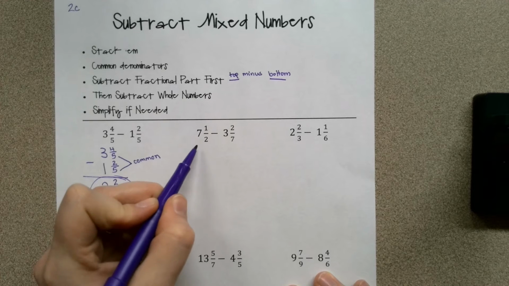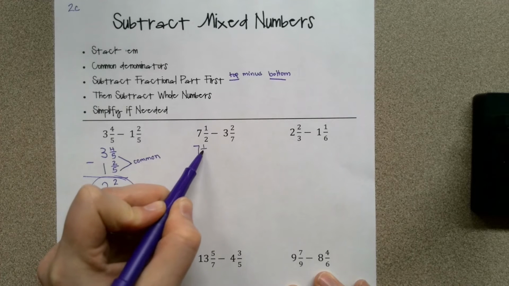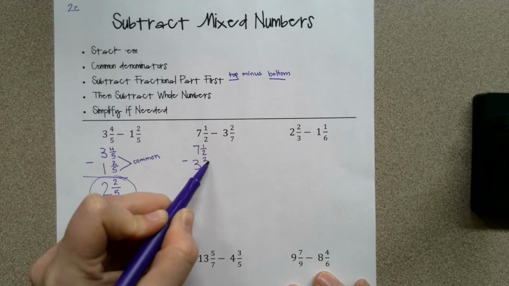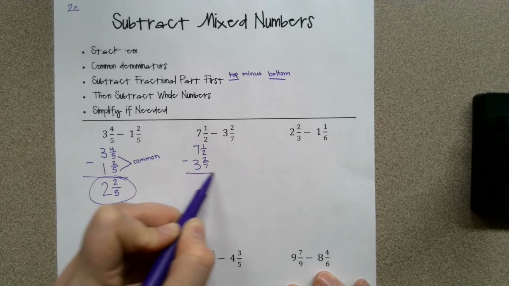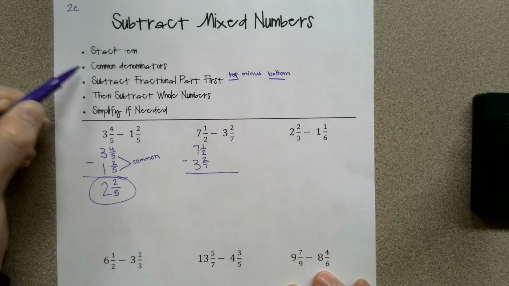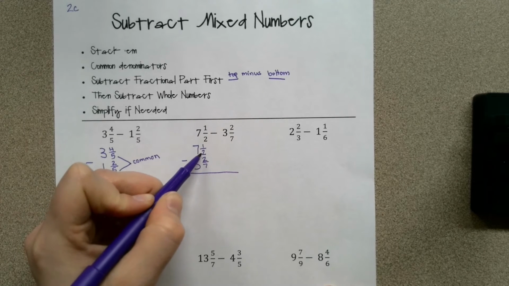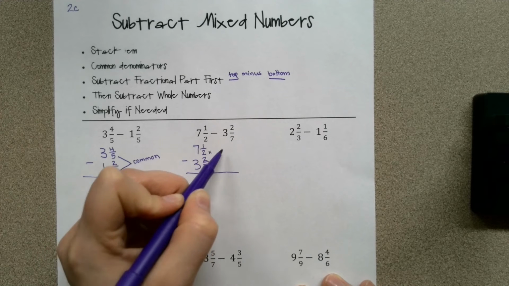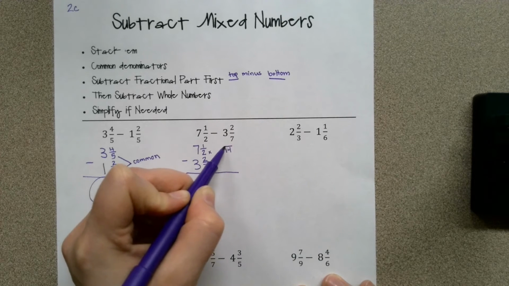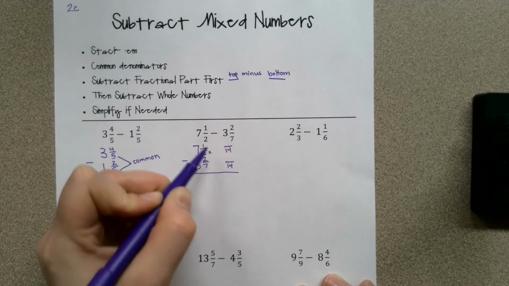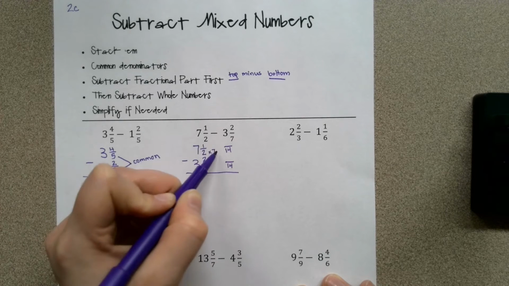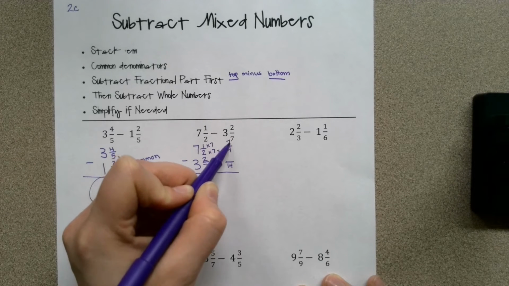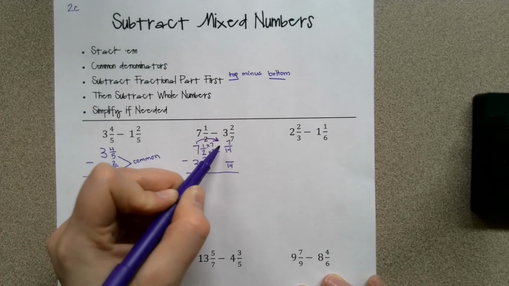So if we look at this next one, 7 1/2, it's the first one listed. It has to go on top, minus 3 2/7. This time we don't have common denominators, so we need to create common denominators. A common denominator between 2 and 7 is going to be 14. So we write that right away. 2 times 7 would give us 14. So we're going to multiply by 7 in the numerator and denominator and carry the whole number over.